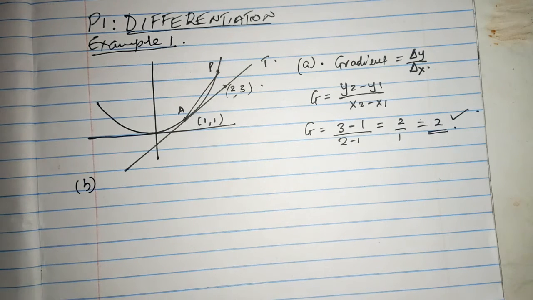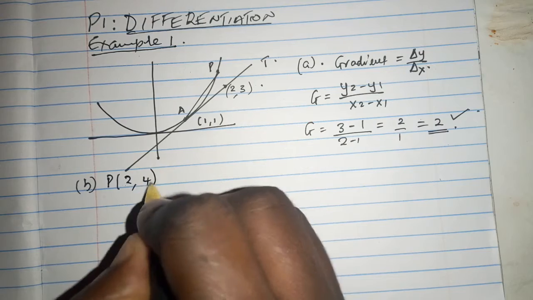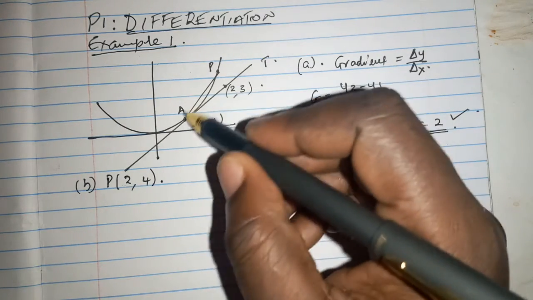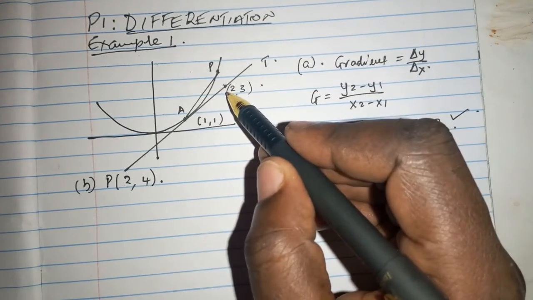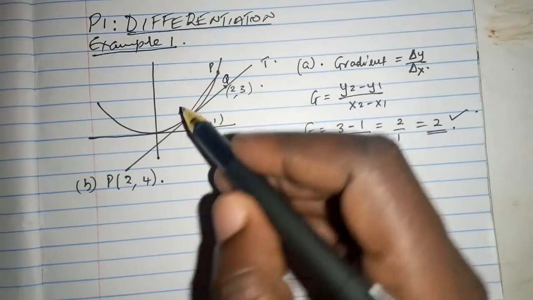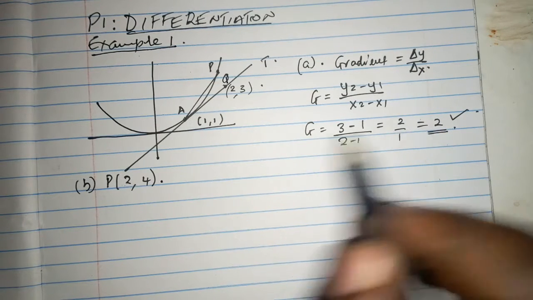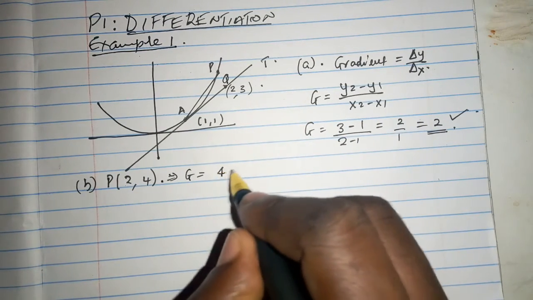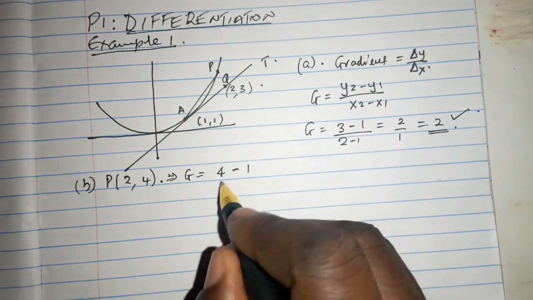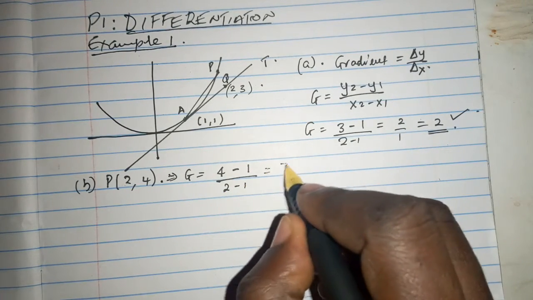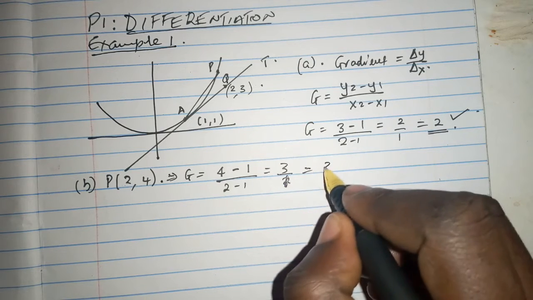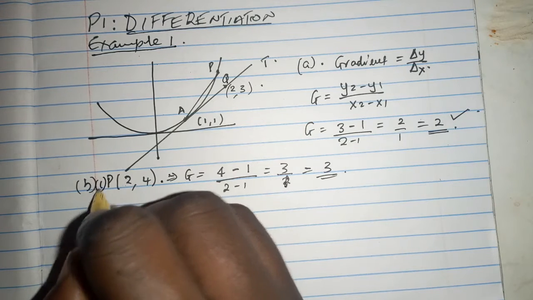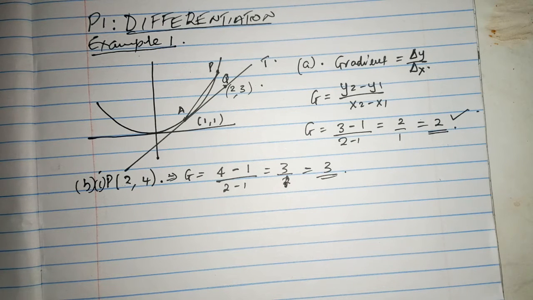But let us look at part B, which says, calculate the gradient of the chord AP when P has coordinates (2, 4). Of course, now we treat P just like the way we treated point Q (2, 3). The gradient of the chord AP is the change in y, 4 minus 1, all over 2 minus 1, which is 3 over 1, which is 3. That is part B, Roman 1. The gradient happens to be 3.